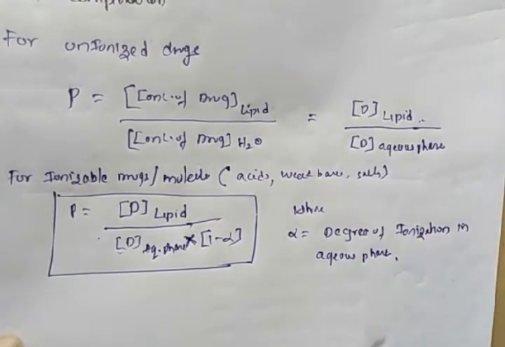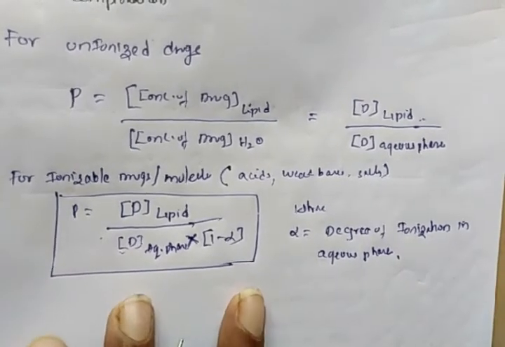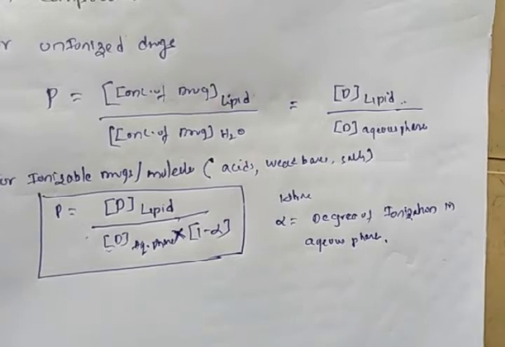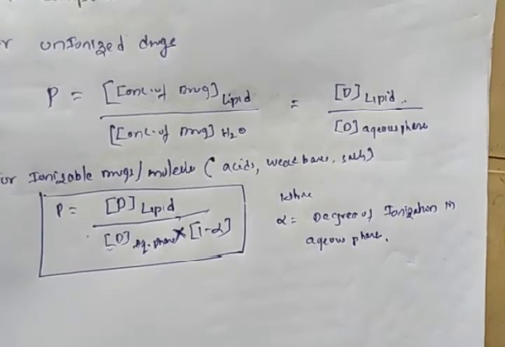Alpha is nothing but the degree of ionization in the aqueous phase. So this is about the formulas for determination of the partition coefficient.